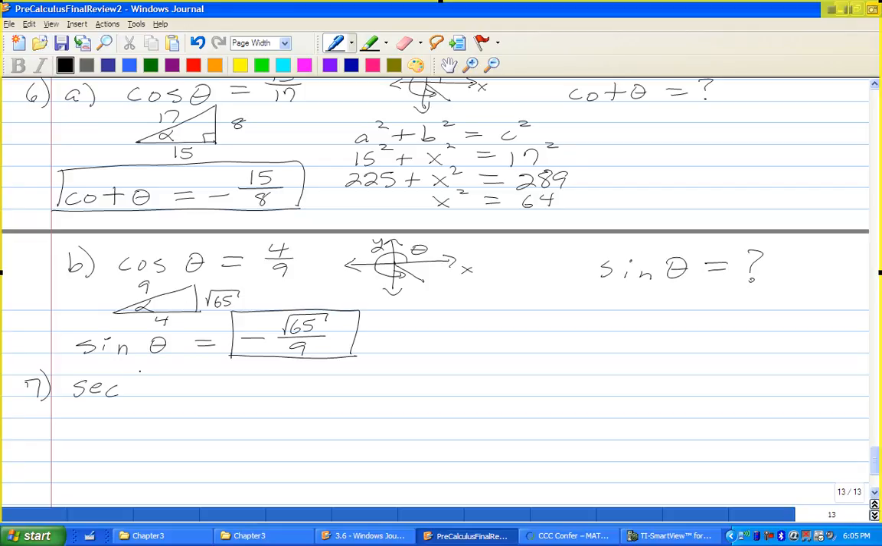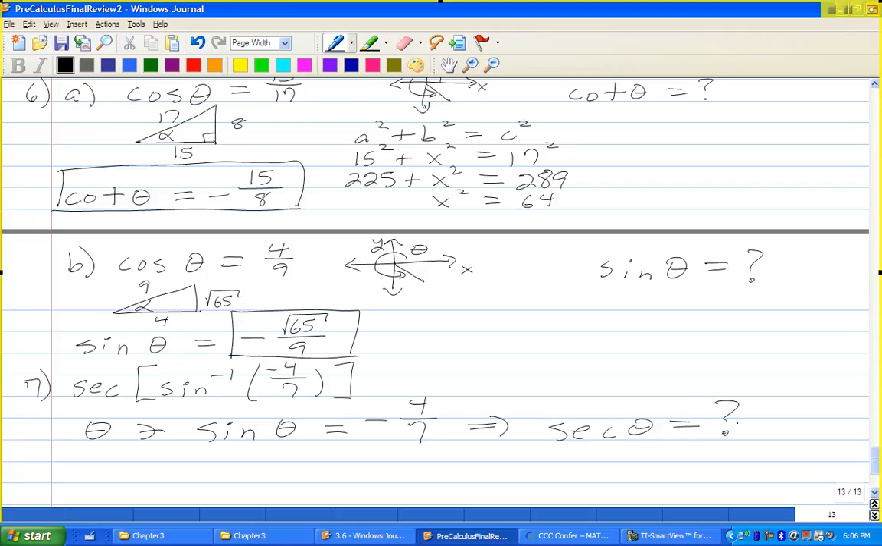Secant of arcsine of -4/7. Okay. So let's define theta so that sine of theta is -4/7. Then I want to determine secant of theta.